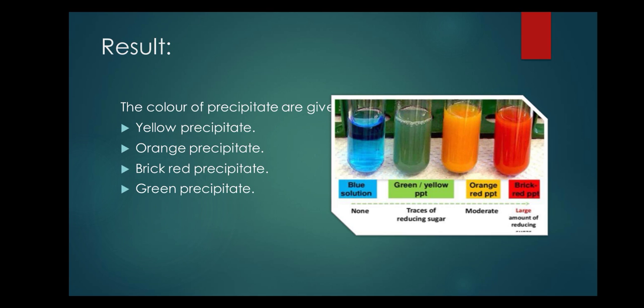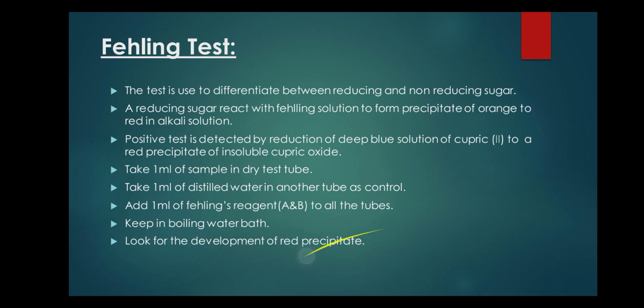The colors of precipitates are given. The colors which are formed during the reaction might be yellow, orange, brick red, or greenish precipitates. If the solution is blue, then the test is negative. Greenish or yellowish precipitates mean traces of reducing sugar are present. Orange red precipitates mean the reaction is at moderate condition. And if brick red precipitates are formed, it means that a large amount of reducing sugar is present in the solution.